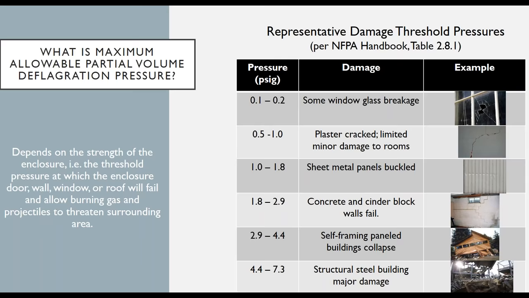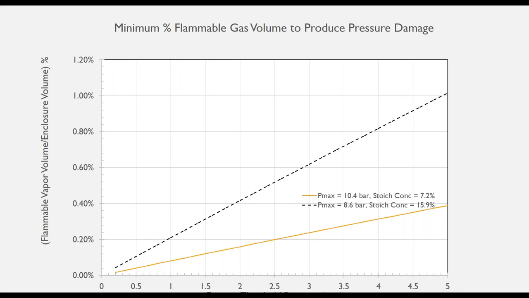The last slide, next please, shows the results of my calculation for two different cases with different values of Pmax and different stoichiometric concentrations. The y-axis shows the ratio of the flammable gas volume to the enclosure volume that would produce pressures. The abscissa, the x-axis, shows the damage threshold pressure in psi. So you can use this kind of data to determine if the results in terms of flammable gas generation in the 9540A module test or unit test will threaten the enclosure.